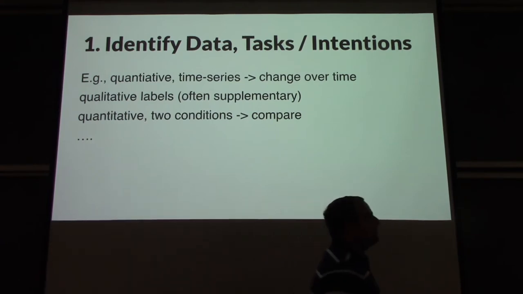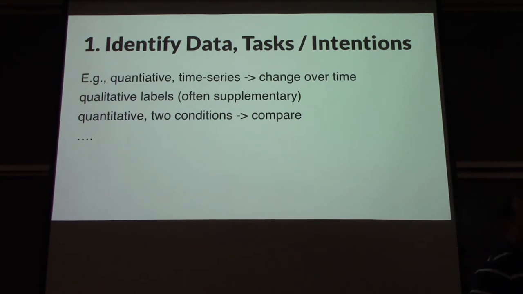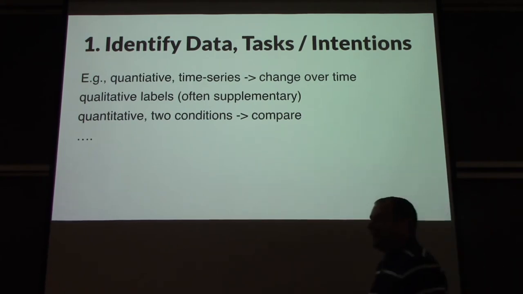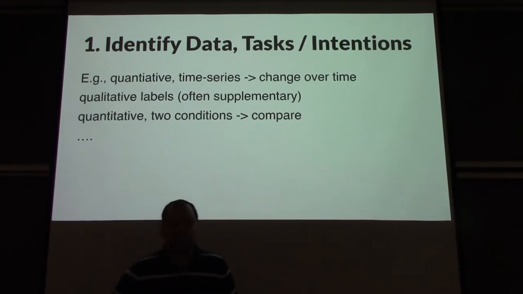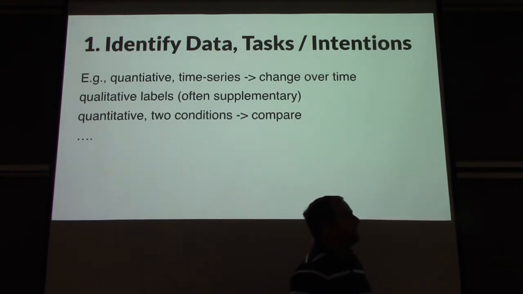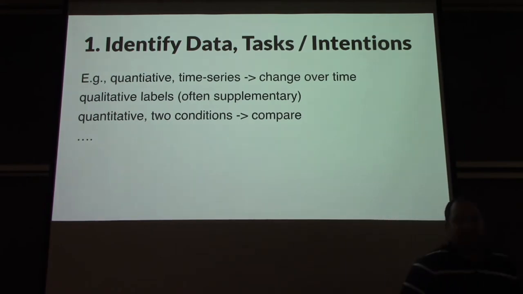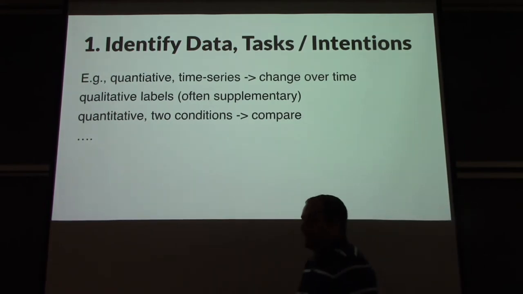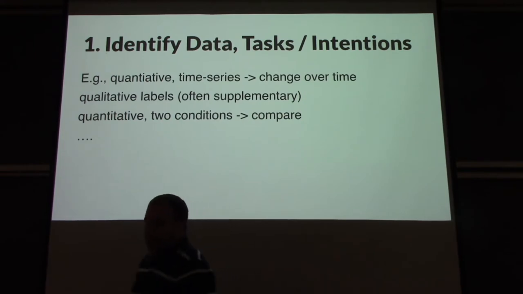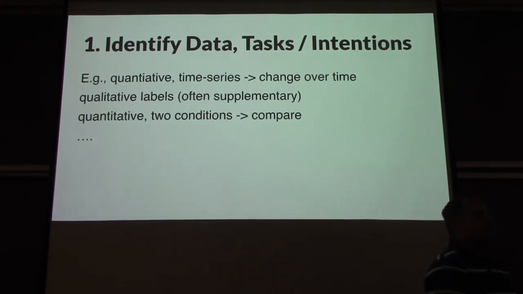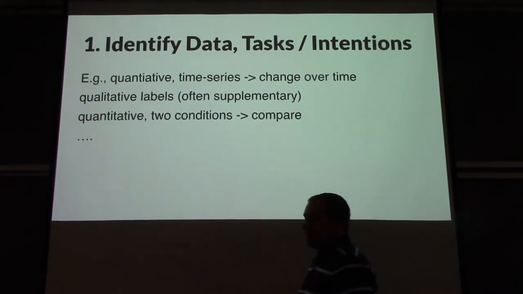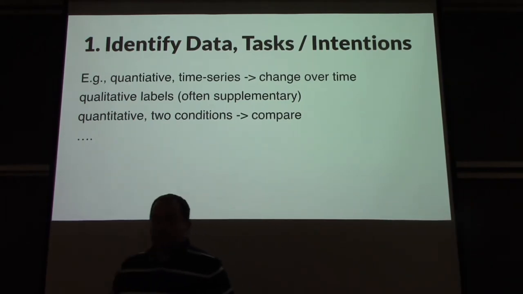So, what do we need to do when we want to critique a design, like a visualization design? Well, the first thing we need to do is identify what is the data being shown and also speculate about the tasks and the intentions of the designer. For example, we want to make a judgment whether we have quantitative data that is being shown, whether it's time series data, and if that is the case, a reasonable task would be to see the changes over time. If we have qualitative data, that's quite often supplementary, right?